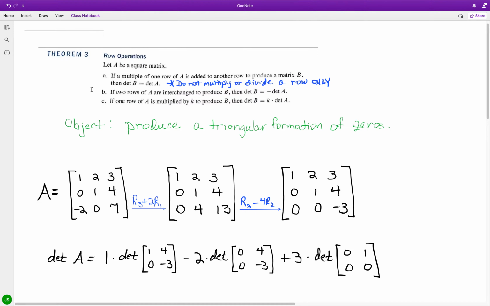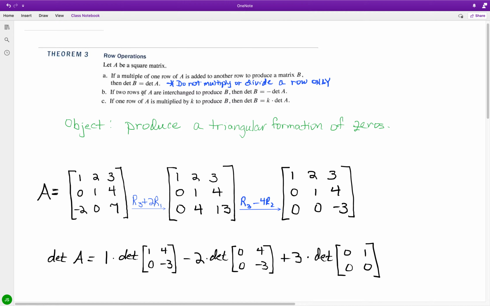It says let A be a square matrix, and if a multiple of one row of A is added to another row to produce a matrix B, then the determinant of that formed matrix B is equal to the determinant of the original matrix A. And just a thing to keep in mind, do not multiply or divide a row only. I'll get into details in just a moment.